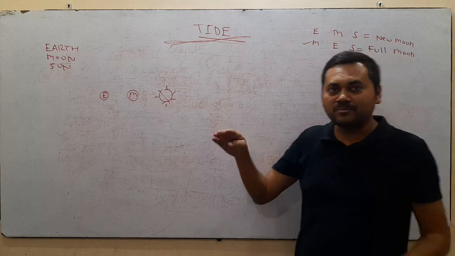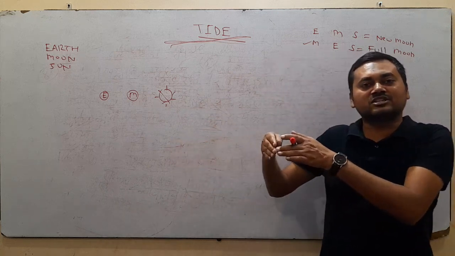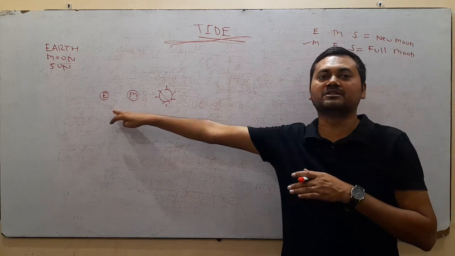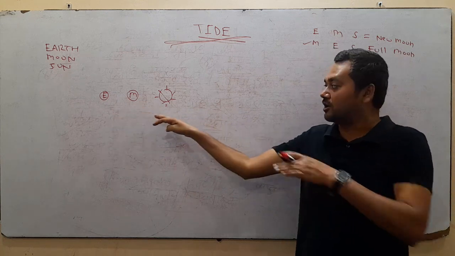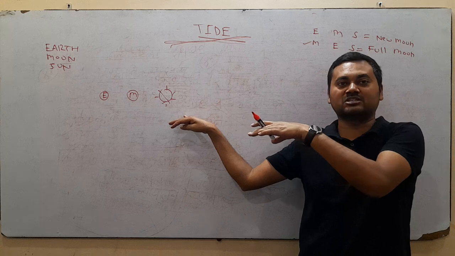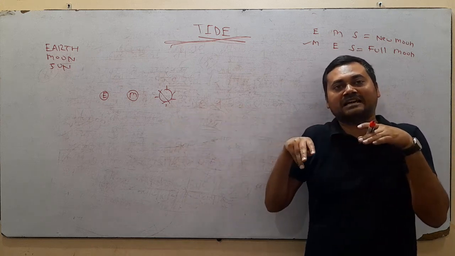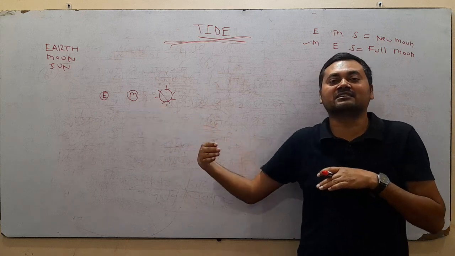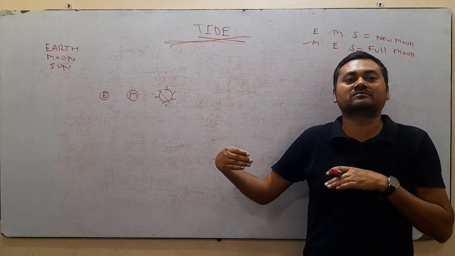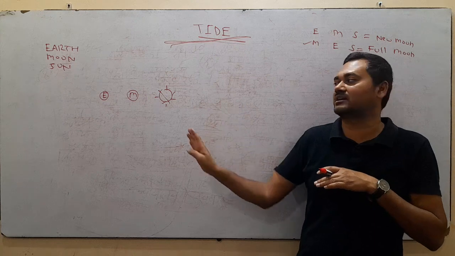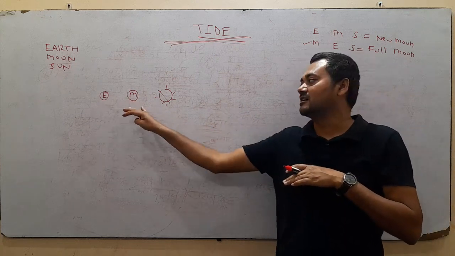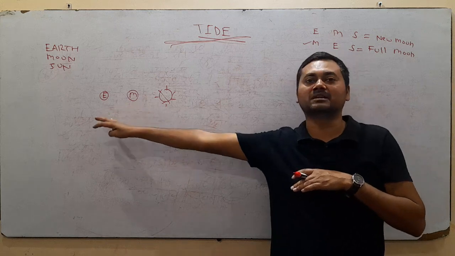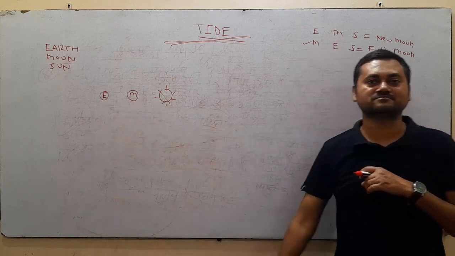Why? Because the distance of the sun is very, very far in comparison to the distance of the moon with respect to the earth. That's why, although the sun is very powerful, because it has a huge distance in comparison to the moon, as a result, the gravitational force does not play as significant a role over the earth as the gravitational force exerted by the moon plays over the earth.